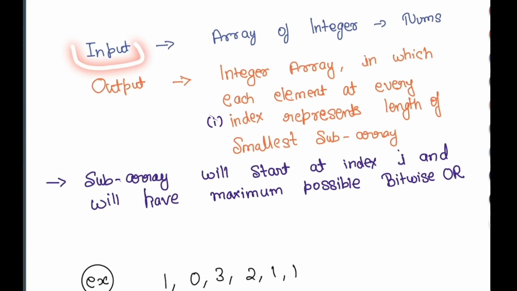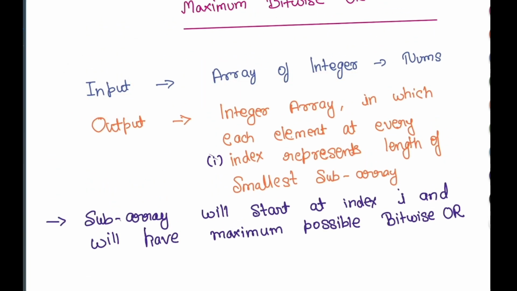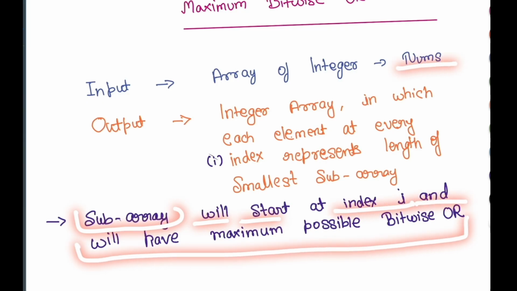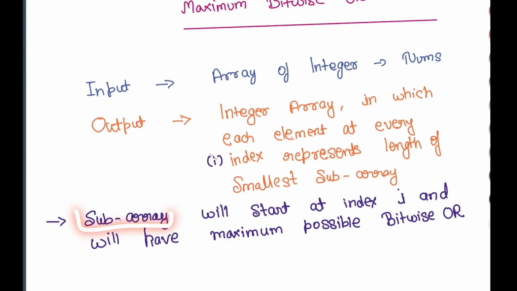Now, the given input in the problem is an array of integers, and let us call it nums. And the output we need to find is another integer array such that every element, each element at every index i, is going to represent the length of the smallest subarray. This subarray should be the smallest possible. Now, what is this subarray? This subarray will start at index i in the original array nums and will have the maximum possible bitwise OR. Try to find a subarray which is starting at index i and having the bitwise OR as the maximum possible.